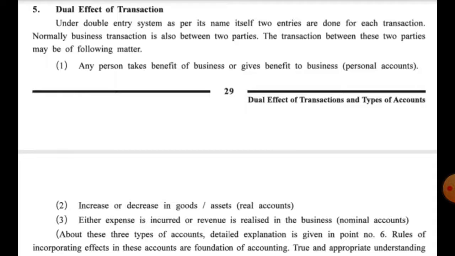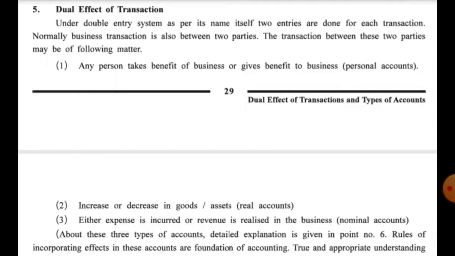Students, we had already discussed that out of the methods of accounting, we are generally utilizing the double entry system in the present scenario. So in the double entry system, we had already discussed that for any transaction there will be two effects, that is dual effect of any transaction. So let us understand what are the dual effects of any transaction.